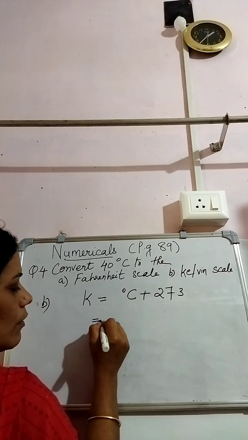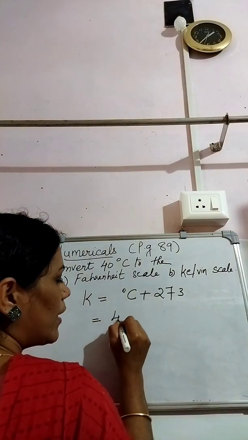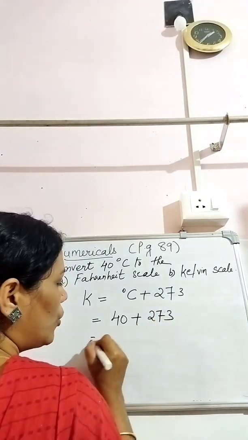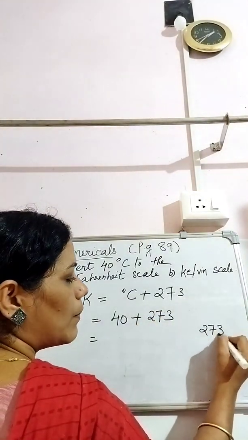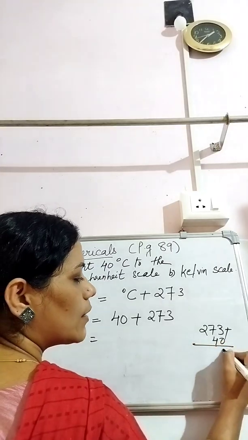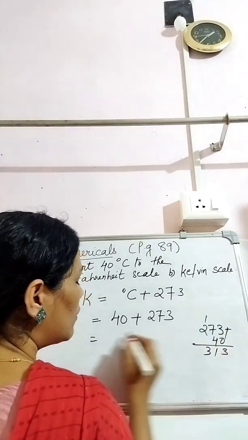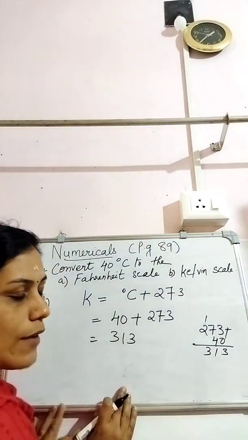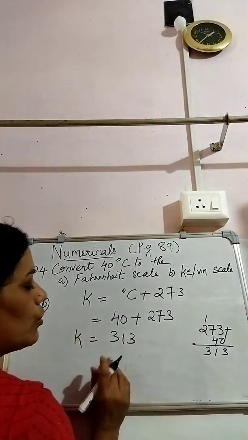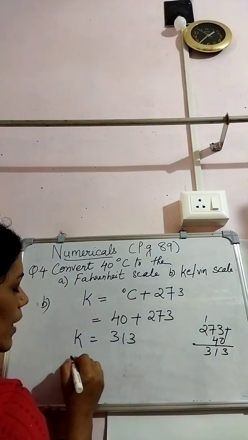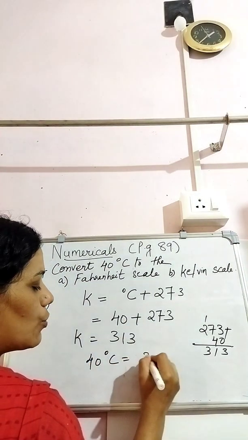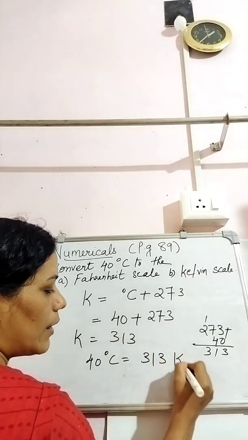Now, Kelvin scale, you have to convert 40 degrees. So, we will write 40 degrees Celsius plus 273. Now when you add 273 plus 40, you will get 313. That is Kelvin is equal to 313. Or finally we can write 40 degrees Celsius is equal to 313 Kelvin.